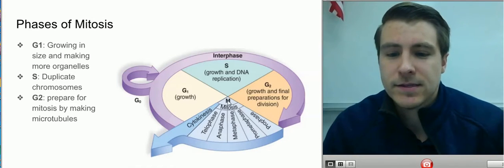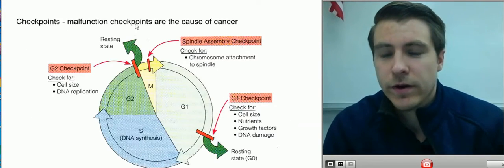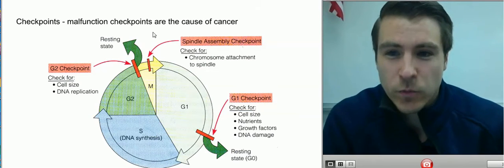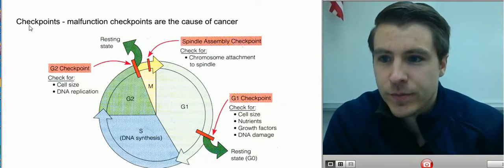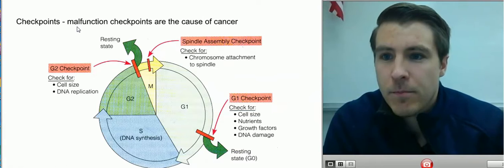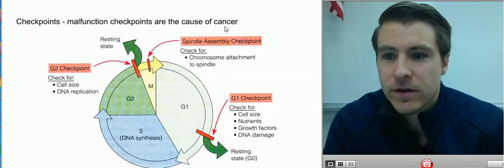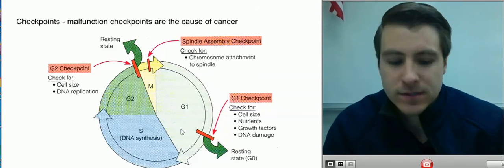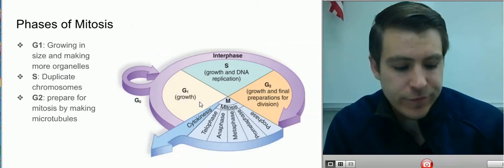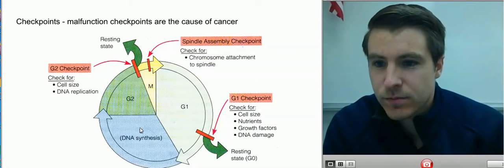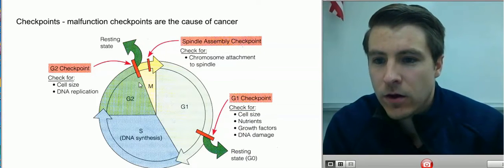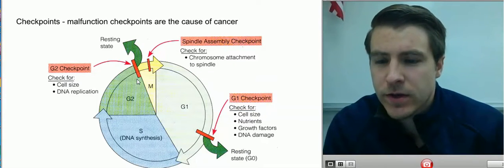Now, as I said before, there are times where things aren't working quite right. And so I want to show you up here, it says checkpoints. Malfunctioning checkpoints are the cause of cancer. And so if we look at this diagram, this is the same as the diagram before. It's just got some extra details, but you'll see that in red are the checkpoints. And so I want to highlight that there is a G1 checkpoint.